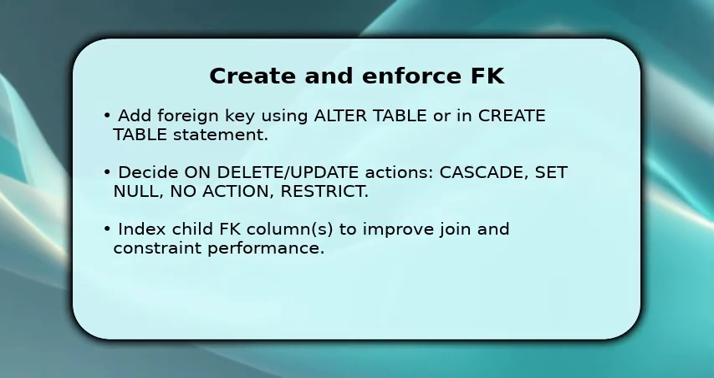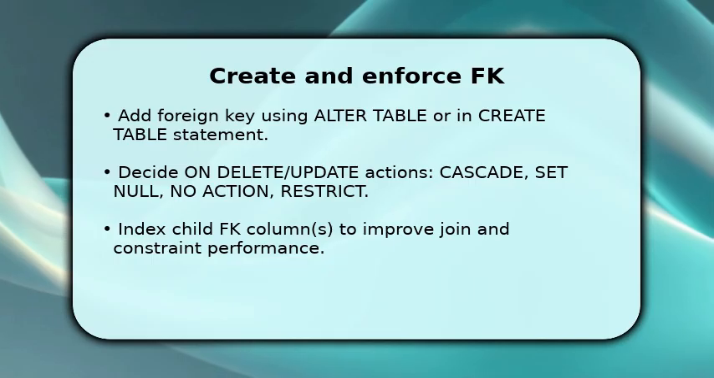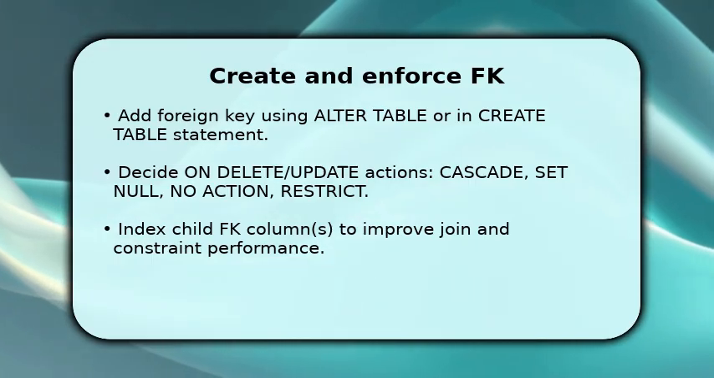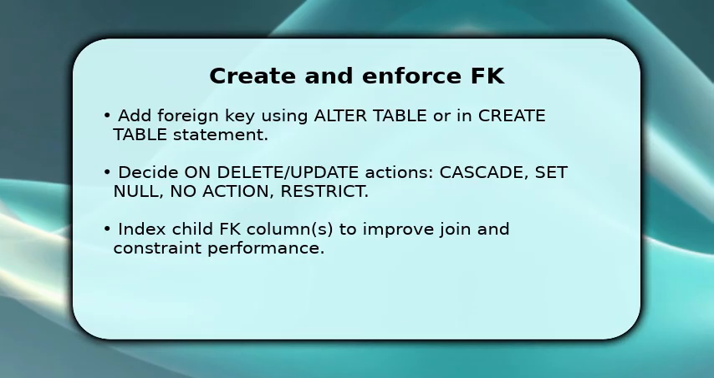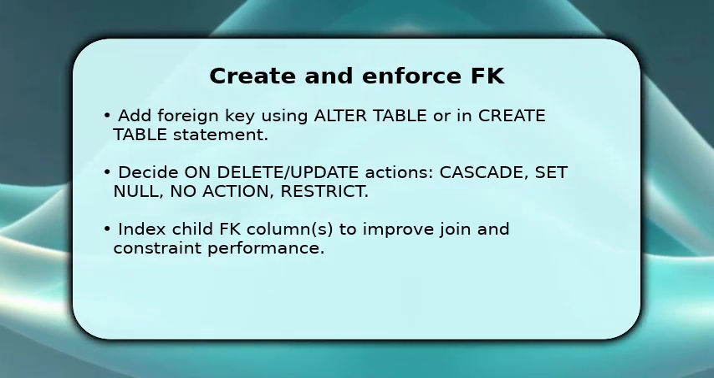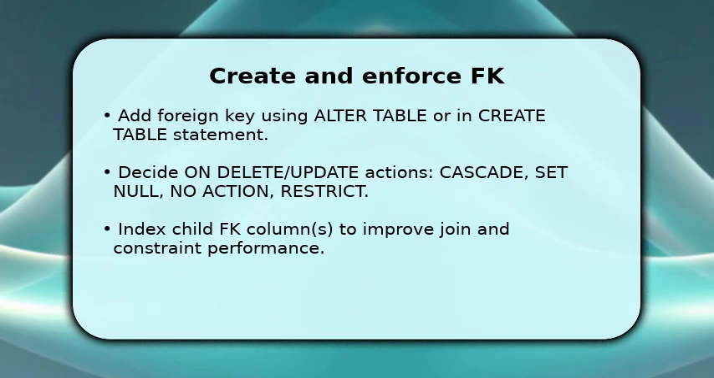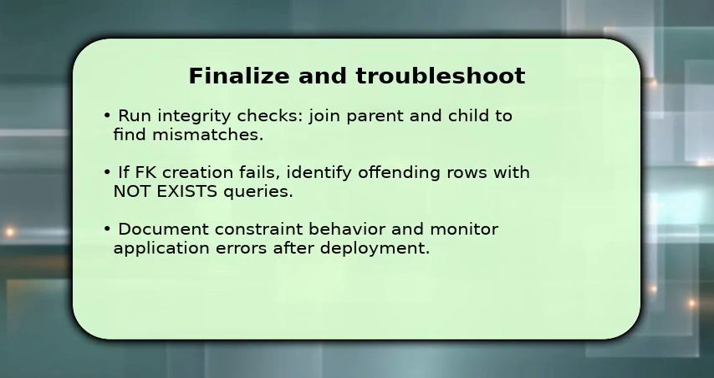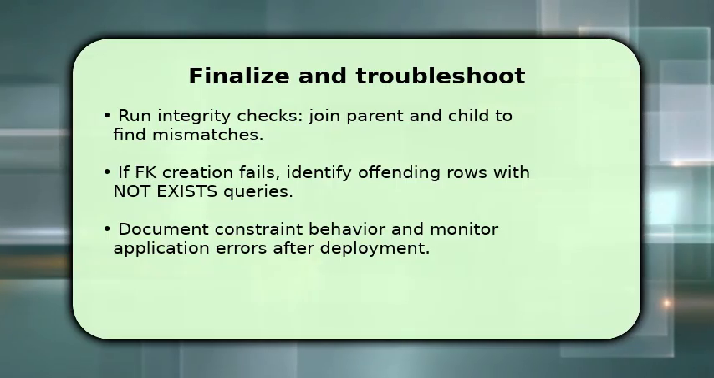Once the FK is defined, create an index on the child column(s), if not automatic. This speeds joins and helps the database validate changes efficiently. Finish by validating integrity. Run joins or not exists queries to ensure every child row references a valid parent.